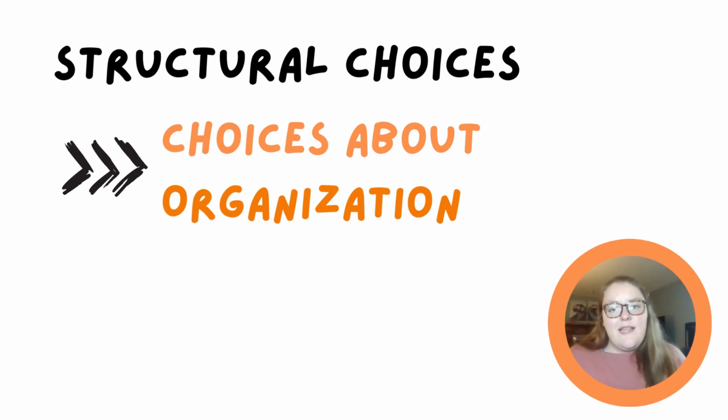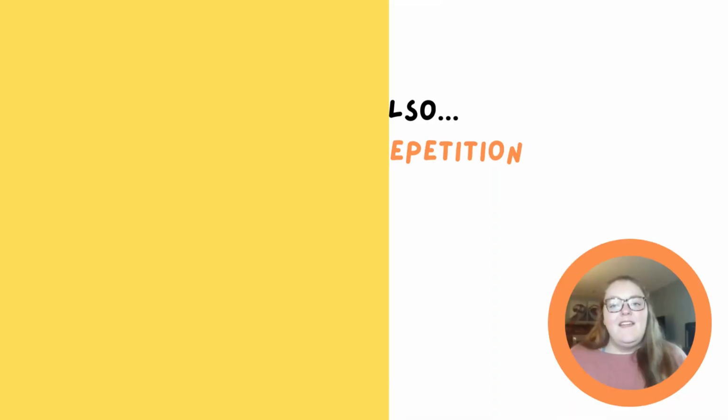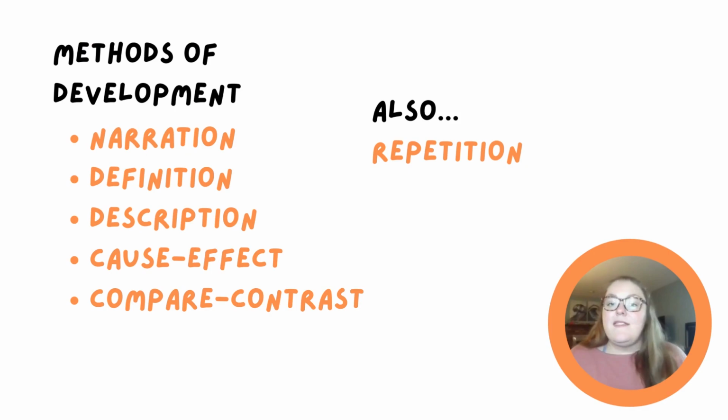These are choices that the author makes about how they want to organize or sequence their ideas. Just like with our argument category, there is a long list of choices that can fall under this structural or organizational category. Today, I want to focus on methods of development. Methods of development are common structures that writers use to be persuasive. The examples I have listed are narration, definition, description, cause-effect, and compare-contrast. You've likely seen all of these in different contexts.